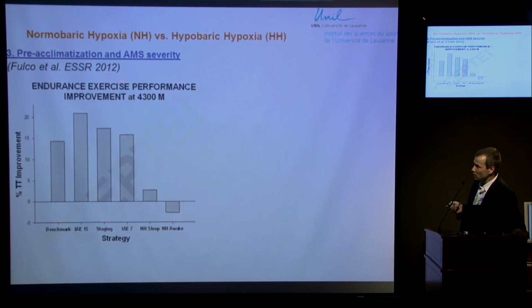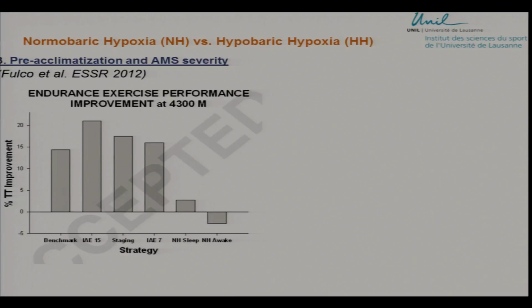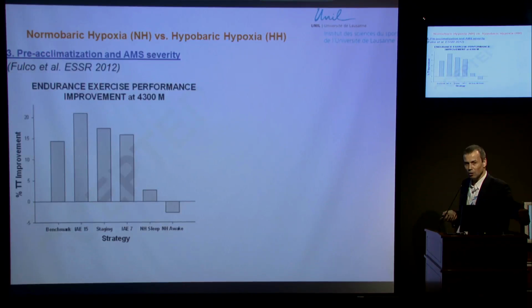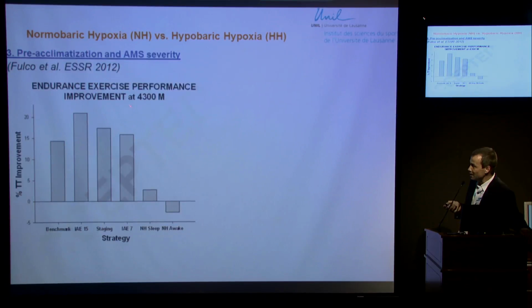What happened when they took these people to Pikes Peak, and very shortly after they arrived, they measured performance? You can see here the improvement in performance, time trial, depending on the study, either treadmill or cycling time trial. Compared to non-acclimatized people, they had improvement in their time trial performance in hypobaric hypoxia. But you can also notice that people who had been acclimatized in normobaric hypoxia, nada, no improvement in performance.